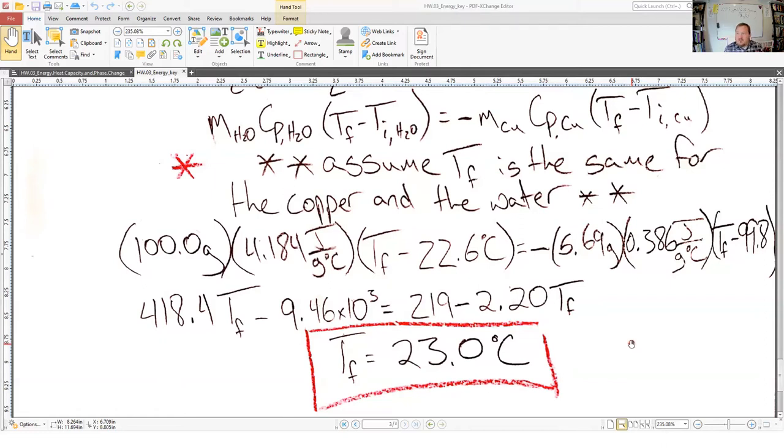On a conceptual level, our temperature of the water should go up, but not by very much. You're not going to bring room temperature water up to 100 degrees Fahrenheit by adding 2 pennies that are hot to it, right? So this is a trickier one to do your reasonableness check, but if you think about the physical system, it does kind of make sense. Dana, do you have a question?